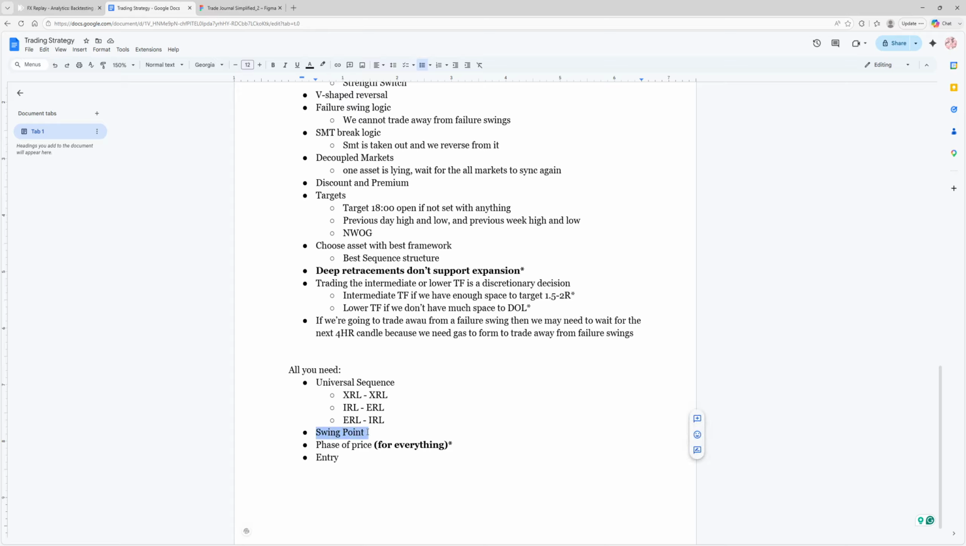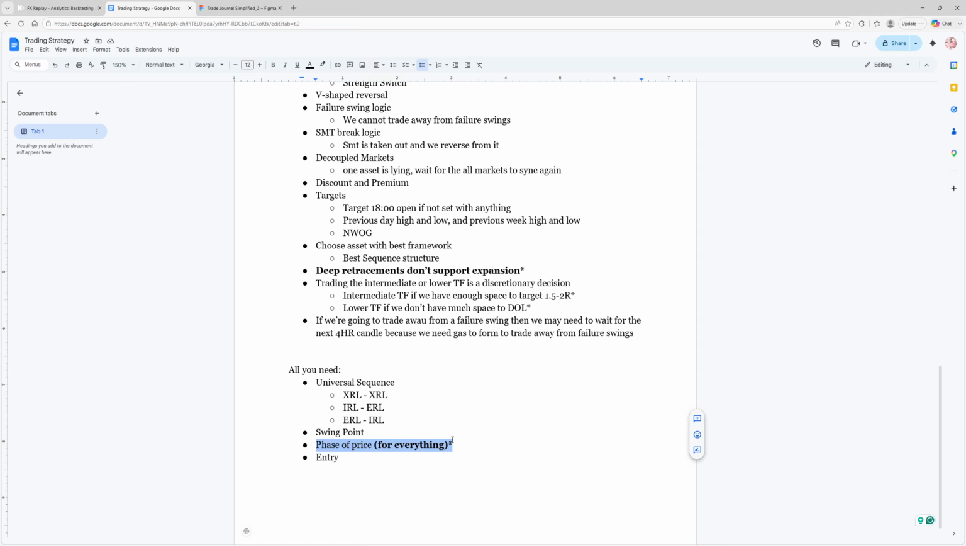After you have your universal sequence, what do you need from the universal sequence? You're going to need a swing point, and then you want to confirm on the lower time frame. To be honest, not even on the lower time frame, on every time frame. I think this is what sets really profitable traders apart from non-profitable traders.